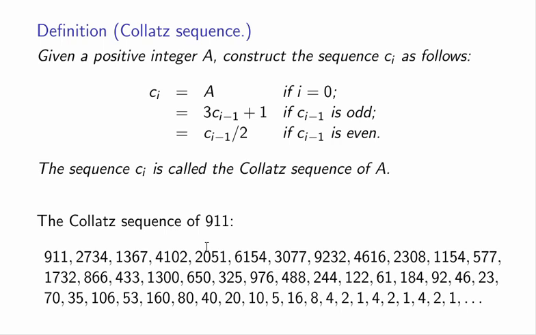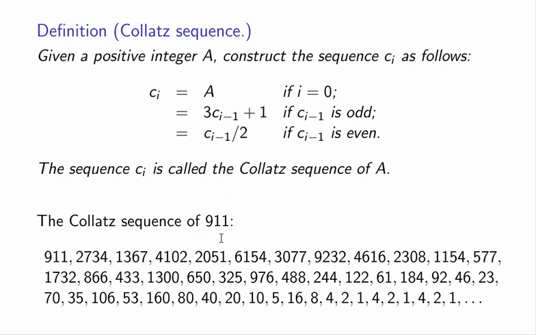We're given a positive integer and we'll construct a sequence as follows. If the number is odd, we'll multiply it by 3 and add 1 to get an even number. If the number is even, we keep dividing it by 2 till it reaches an odd number. This sequence is called the Collatz sequence of A.